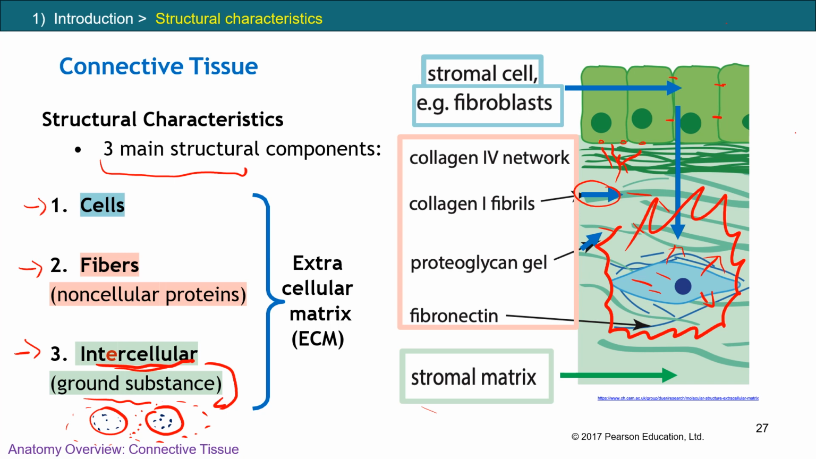Yeah, in this case, the stromal matrix, and that in some cases could be transparent, and it has a viscous property, or like a gel-like structure. Okay, so a lot of information. Hopefully it was clear. If you have any questions, let me know.